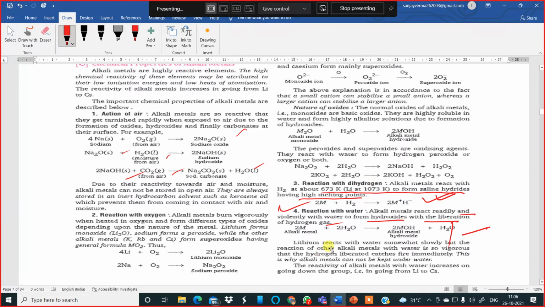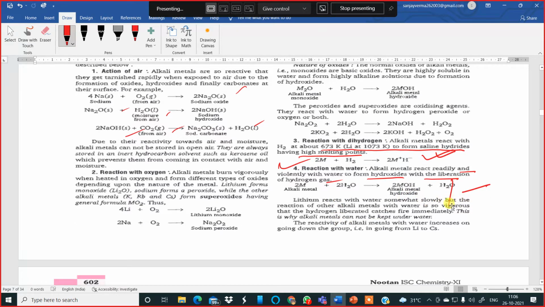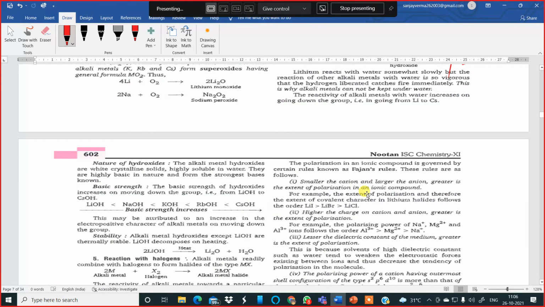Now, lithium reacts with water somewhat slowly, but the reaction of other alkali metals with water is very fast. It is so vigorous that the hydrogen liberated catches fire immediately if it is not trapped. This is why alkali metals cannot be kept under water. They react with water. That's why we have to keep the alkali metals under paraffin or soaked in kerosene. The reactivity of alkali metals with water increases going down the group. So if you move from lithium towards cesium, you will find that cesium is the most reactive among all the alkali metals.